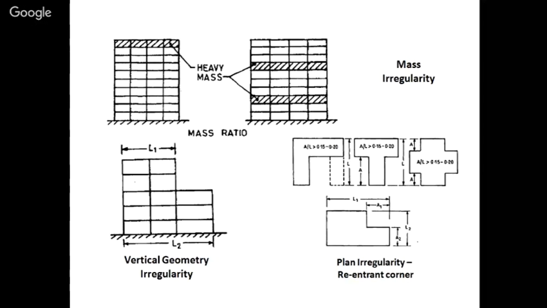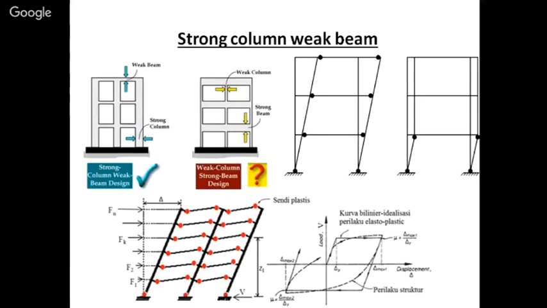If your beam is not properly anchored, what will happen? Your beam will come out from the joint. So during an earthquake, the structure will immediately collapse. That should not happen. That's why our IS code recommends anchoring the reinforcement into the joint. That I will explain to you later.